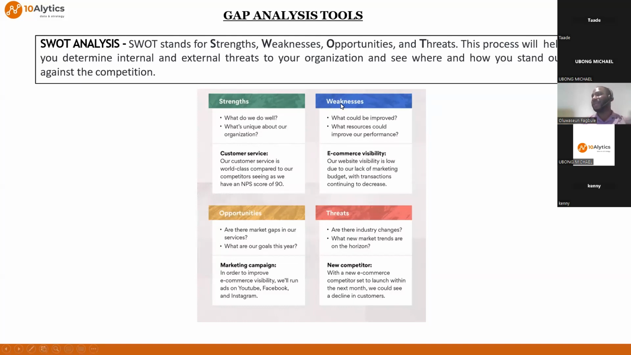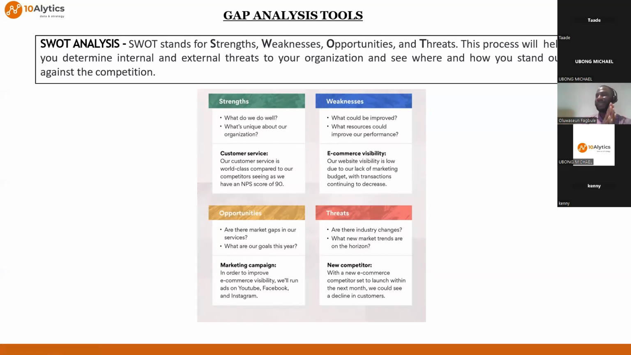Now we move to weakness, right? What could be improved? What are the things that could be improved? What resources can we leverage on to improve our performance? So we're saying, what are the things that need to be improved? In this use case, we're saying, okay, the e-commerce visibility. So we're talking about the e-commerce use case.